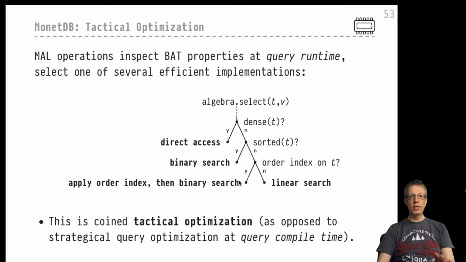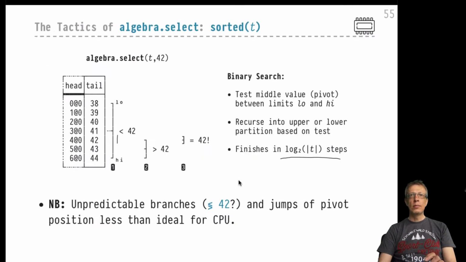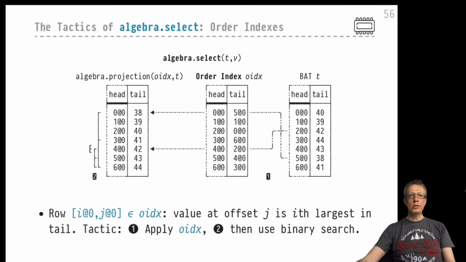So let's quickly review how this is going to work. So here we are back in the order indexes tactic of algebra.select. Okay, so let's assume that dense and sorted are no option, but there is indeed an order index on the BAT. So let's first have a look at BAT t.